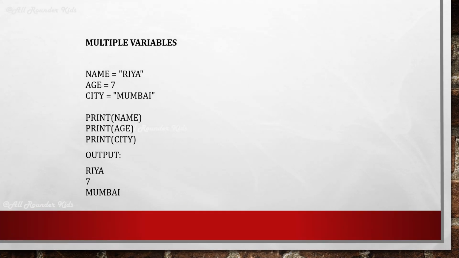Multiple variables. Name equals Ria. Age equals 7. City equals Mumbai. Print, name. Print, age. Print, city. Output: Ria, 7, Mumbai.